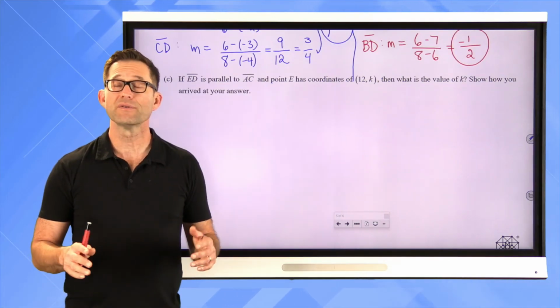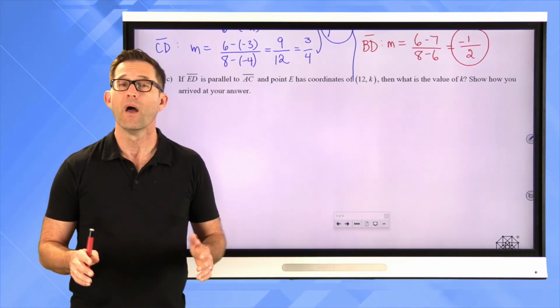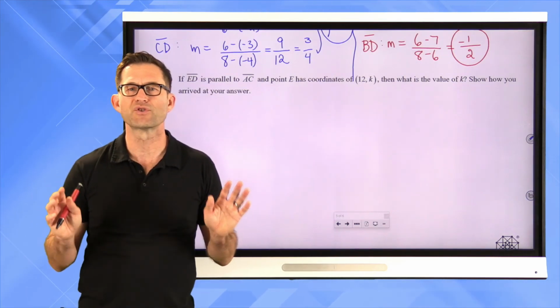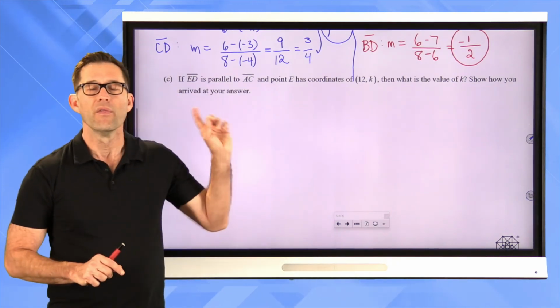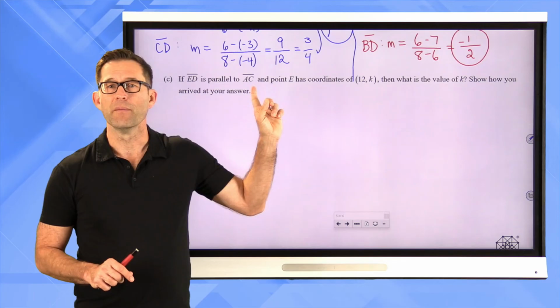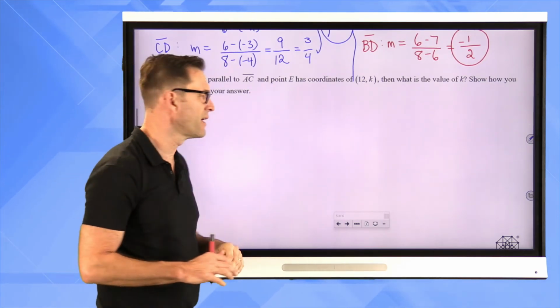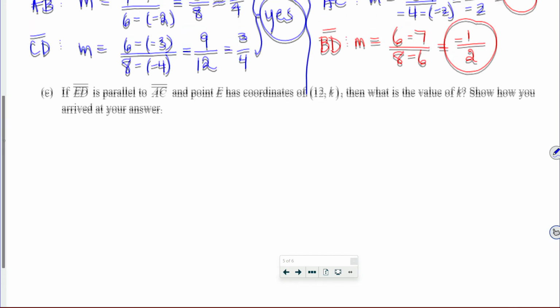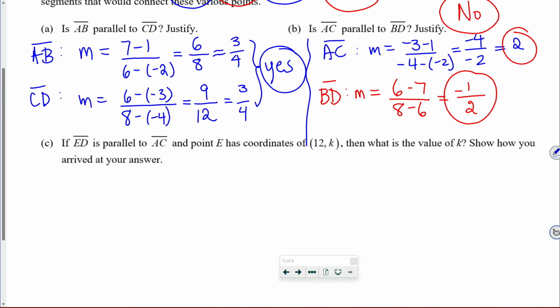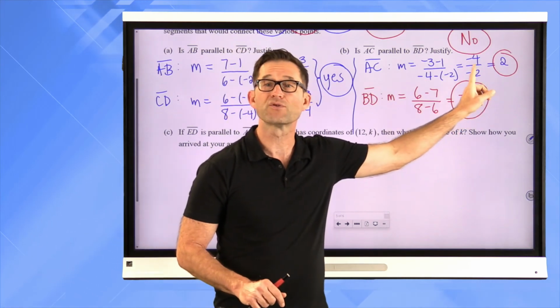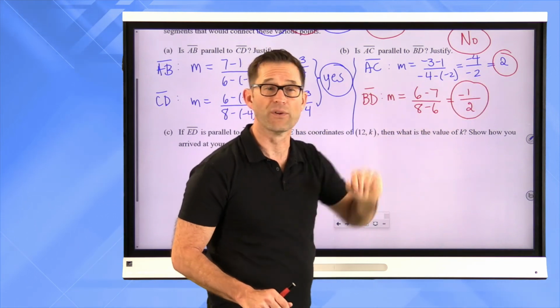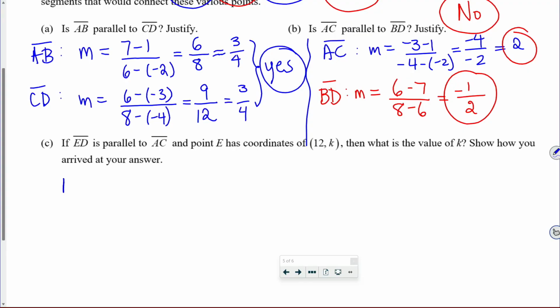All right, well, there's a few different ways to do this problem. I kind of like doing it in the most straightforward way possible. The only way that ED will be parallel to AC is if they have the same slope. So the first thing I'd like to do is just remind myself, what is the slope of AC? Well, I calculated that before. It's right here. The slope of AC is equal to 2. So I'm just going to write down AC, m equals 2.